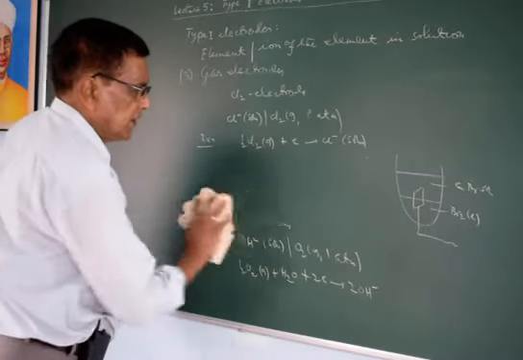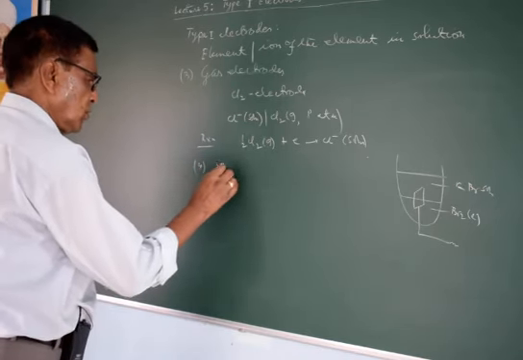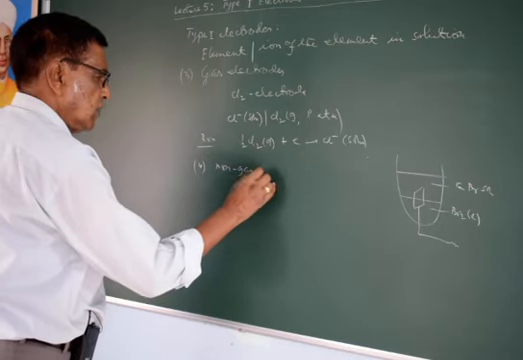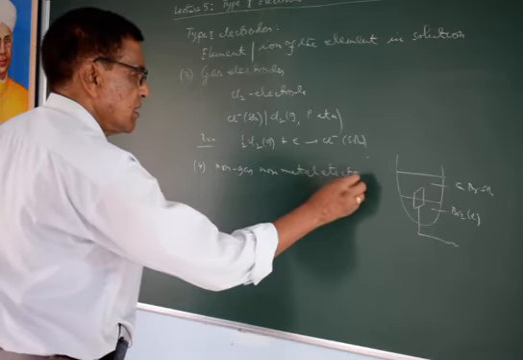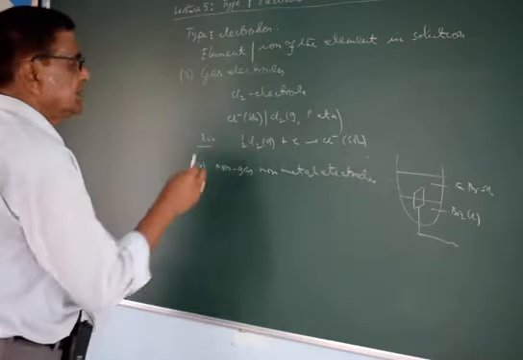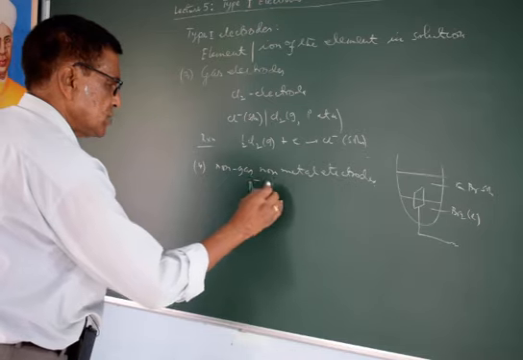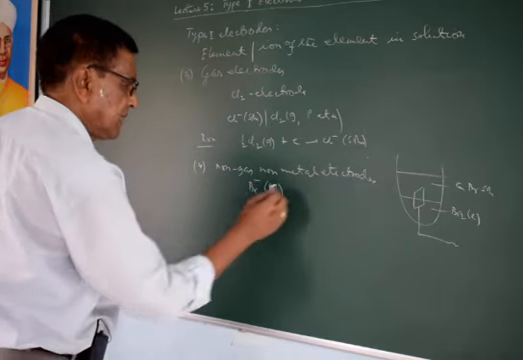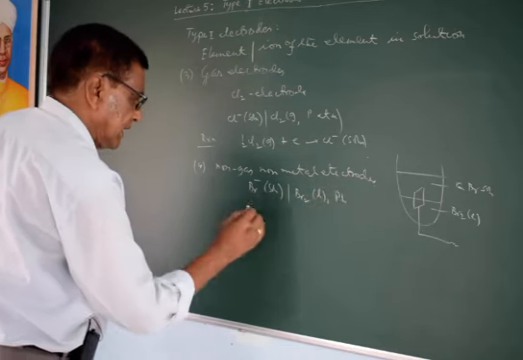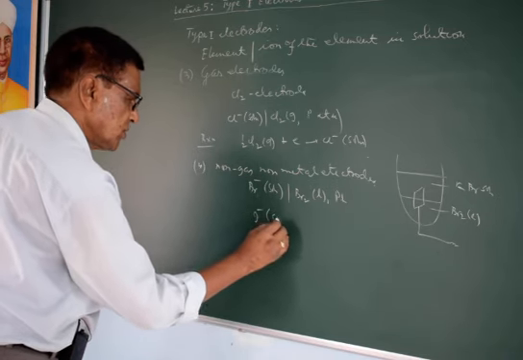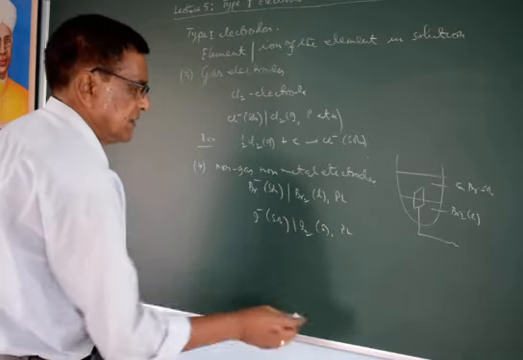And the next one, the fourth one, the non-gas, non-metal electrode. One example is Br- in solution, Br2 liquid and platinum, and the other is I- in solution, and here I2 solid, and here also platinum, as iodine is non-conducting.